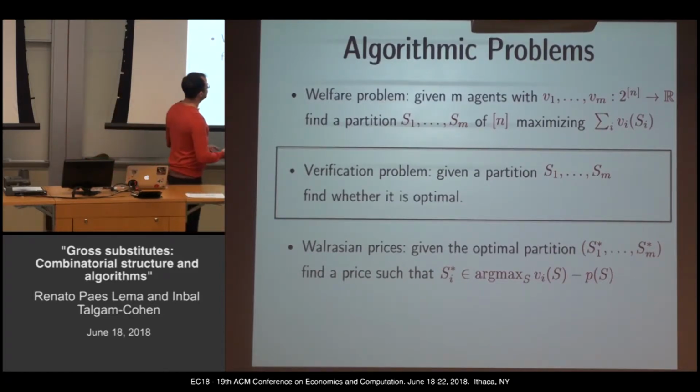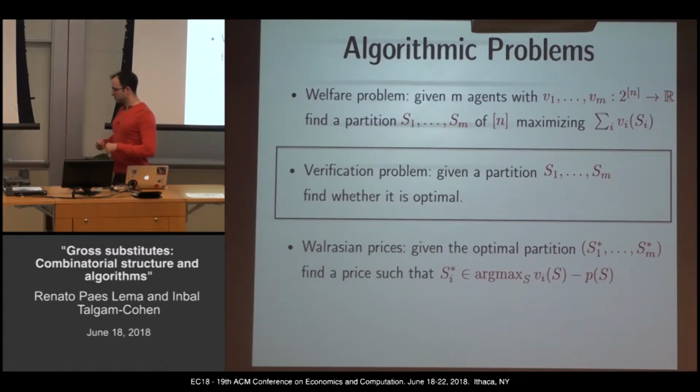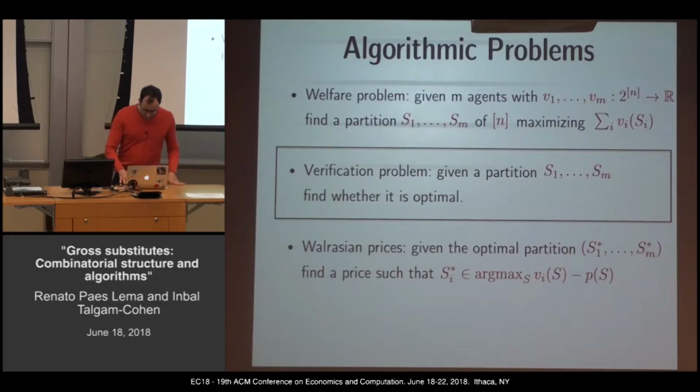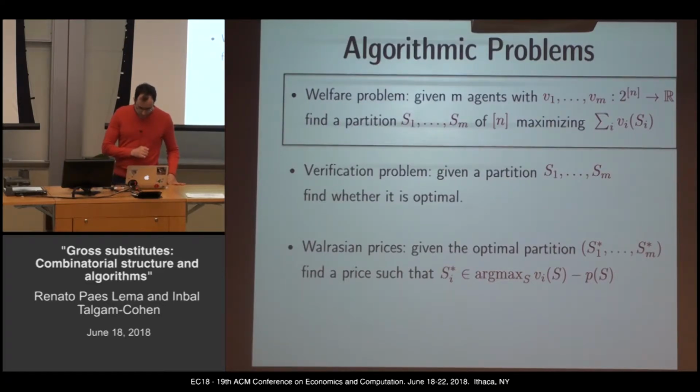If I give you a partition, verifying that it's optimal is simple. Just try to build a graph, try to see if there are any negative cycles. If there are negative cycles, this is not optimal. If there are no negative cycles, then it's optimal because you can find version prices. Okay, good. So let's try to find the optimal one then. That's what we are left to do.